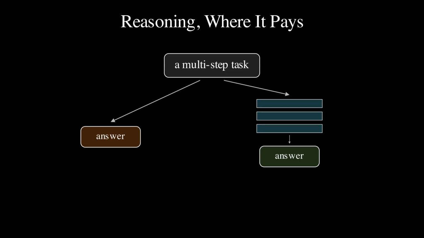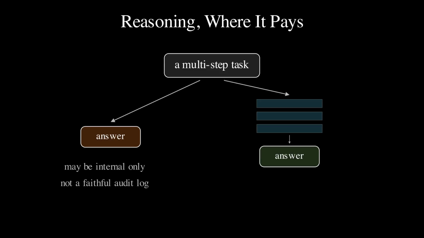Two cautions keep this honest. Modern reasoning models often perform the work internally and expose only a summary or nothing, and even when a trace is shown, it is not a faithful audit log of how the answer was reached. The remedy is a stance used throughout this video sequence. Judge the answer against an external check, not against the plausibility of the reasoning presented beside it.